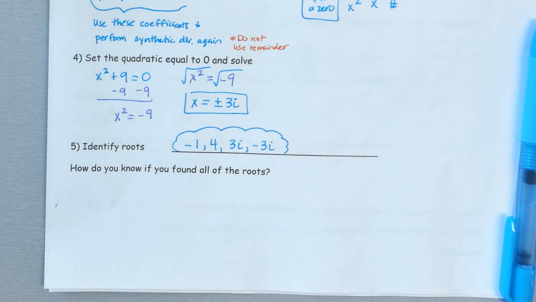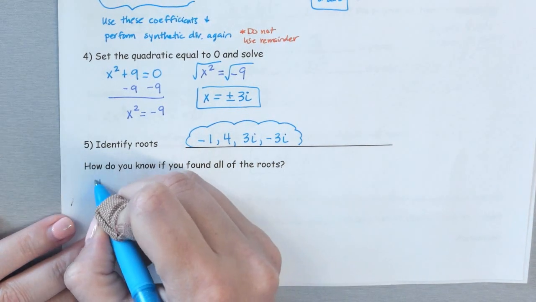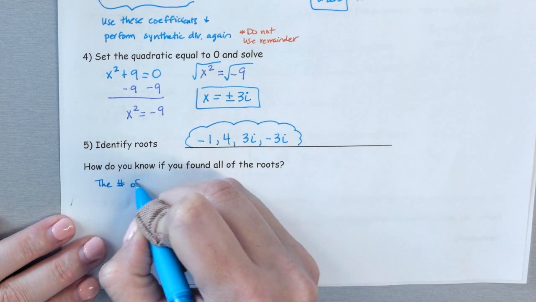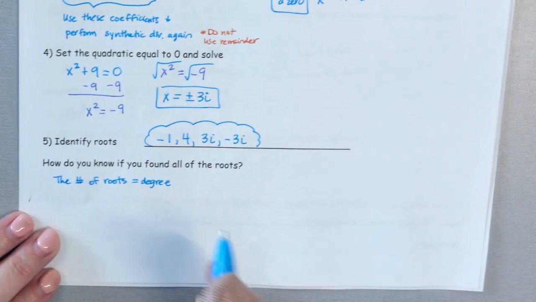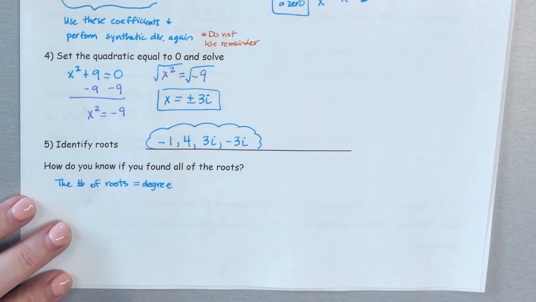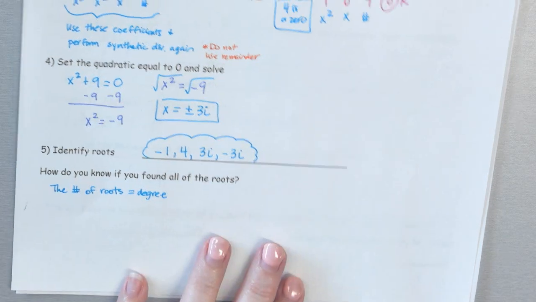Okay, so how do you know if you found all the roots? This is something that you've been saying over and over and over again. You know that you found all the roots if the number of roots is equal to the degree. So we have found 1, 2, 3, 4, and then our degree is 4. X to the 4th is the highest exponent, so we are good.